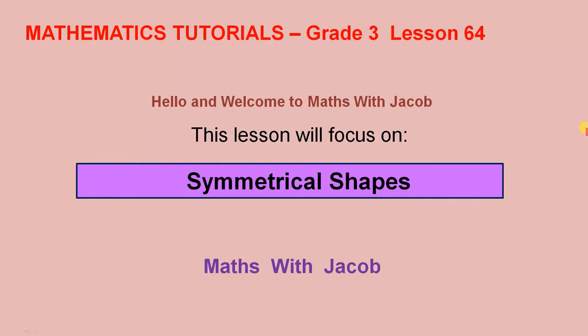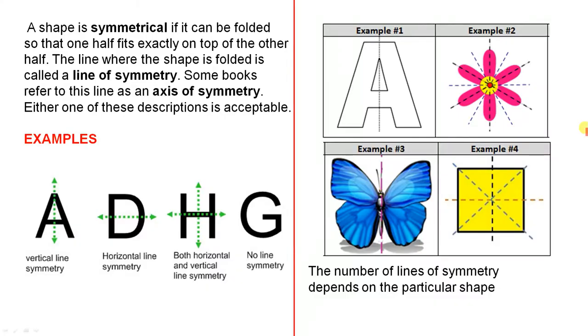This lesson will focus on symmetrical shapes. A shape is symmetrical if it can be folded so that one half fits exactly on top of the other half. The line where the shape is folded is called a line of symmetry. Some books refer to this line as an axis of symmetry. Either one of these descriptions is acceptable.